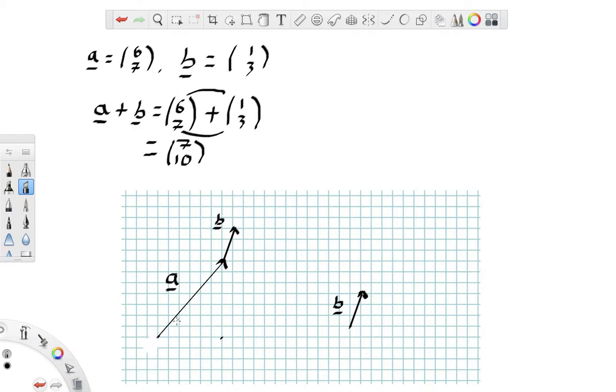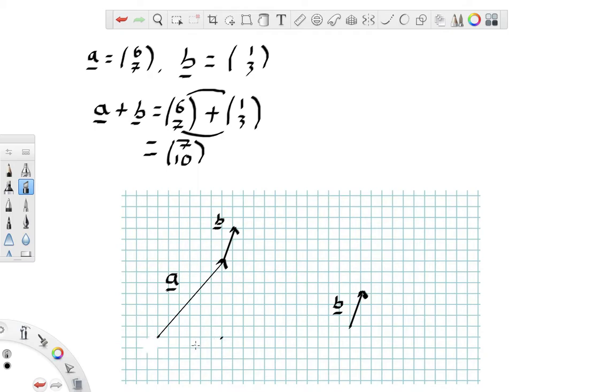So that's what A plus B looks like. Then, what we really want to know is, how do we check our answer? How do we know that this is 7, 10? Well, we start where A started, so that's 1, 2, 3, 4, 5, 6, and then 7, because we're going up to this point now.